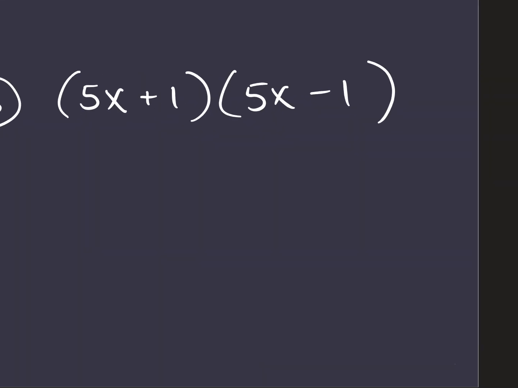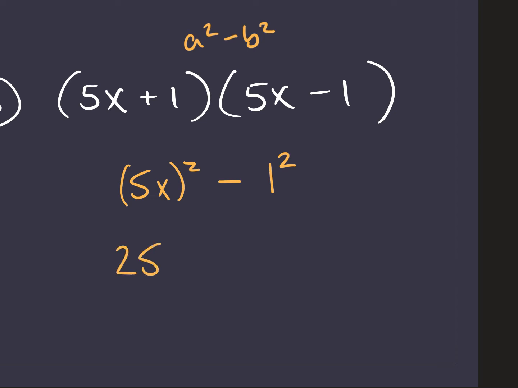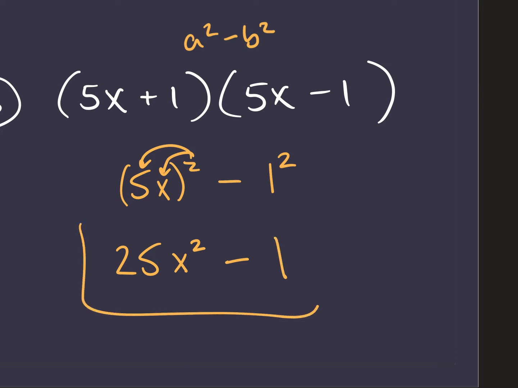So again, a plus b, a minus b means that we're going to do a squared minus b squared. So what's my a? 5x. So 5x squared minus what's b? 1 squared. So what is 5x squared? 25x squared. So don't forget that squared gets distributed to the 2 and the x. And then what's 1 squared? 1. So my answer here is 25x squared minus 1.